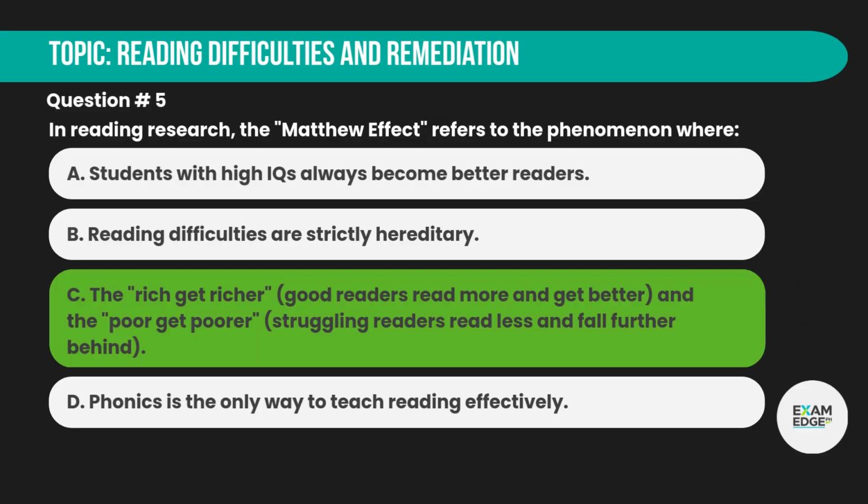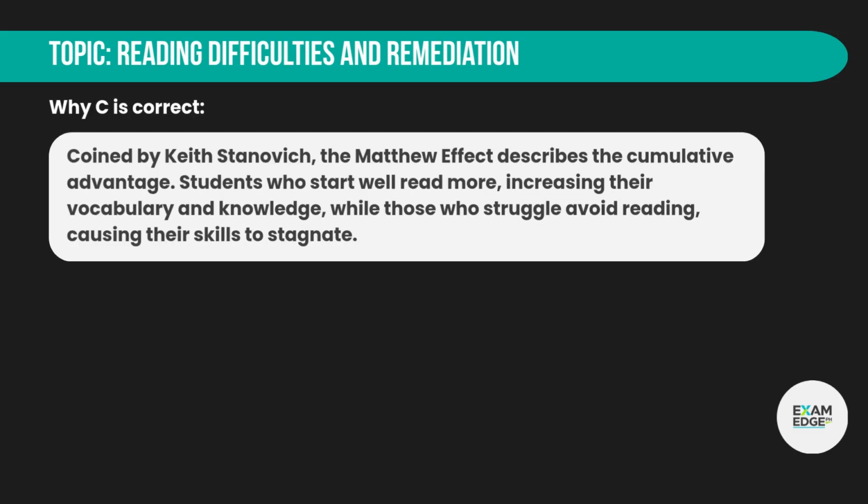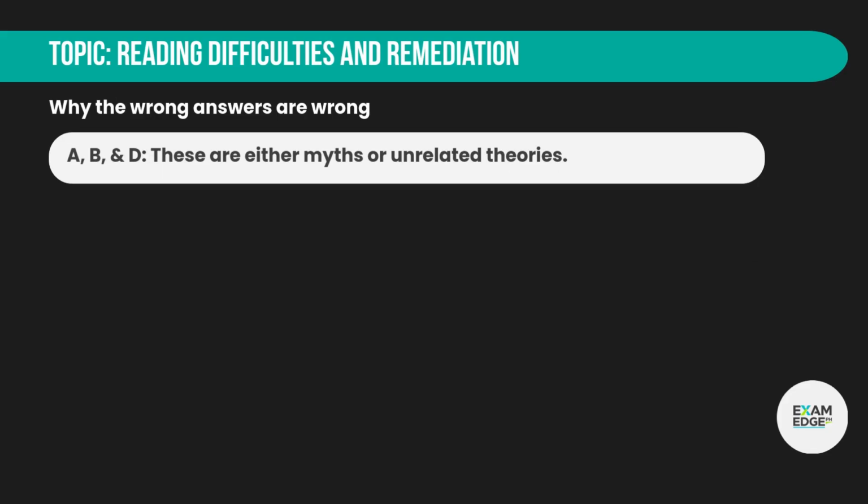Correct answer: C. The rich get richer, good readers read more and get better, and the poor get poorer, struggling readers read less and fall further behind. Why C is correct? Coined by Keith Stanovich, the Matthew effect describes the cumulative advantage. Students who start well read more, increasing their vocabulary and knowledge, while those who struggle avoid reading, causing their skills to stagnate.